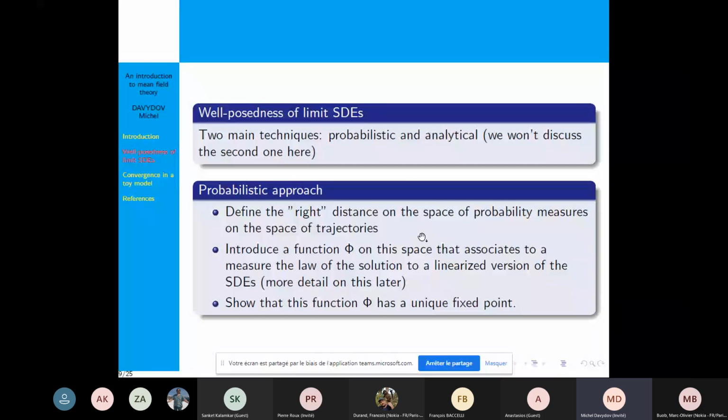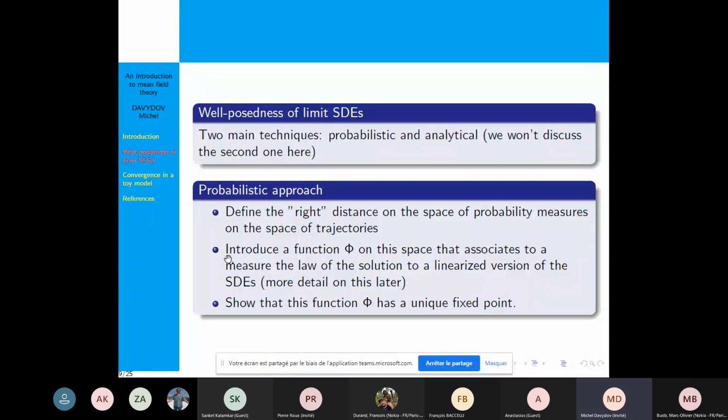First, you define the right distance on the space you're interested in. By right distance, I mean a distance that is well suited to showing the convergence on the space you're interested in, which will of course depend on the type of trajectories you're working with. Here, all the solutions to the equations I've introduced are continuous, so we're working on the space of continuous functions, and there will be a specific distance associated with that space. Of course, if you work in a different context, with piecewise continuous functions for instance, you will have a different distance to introduce.